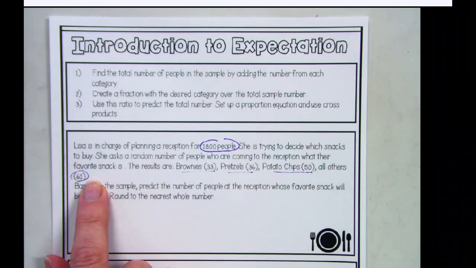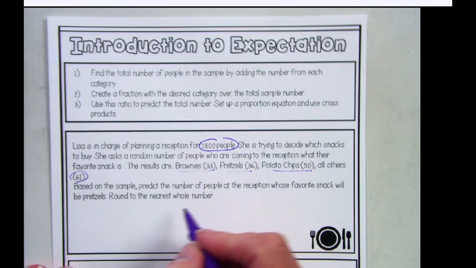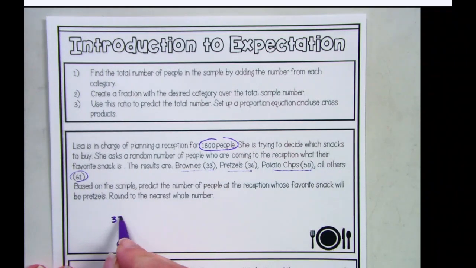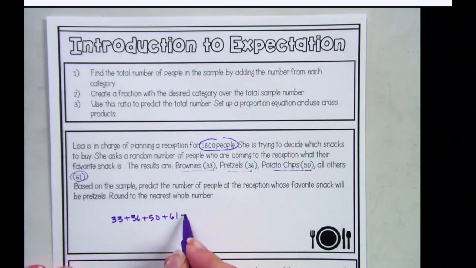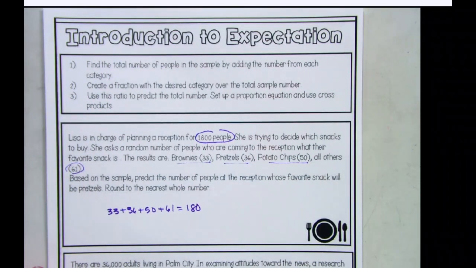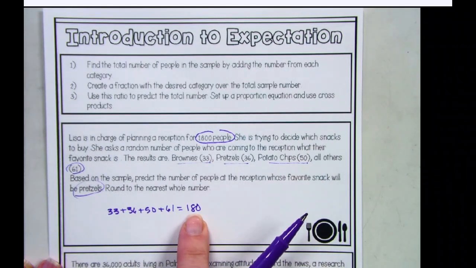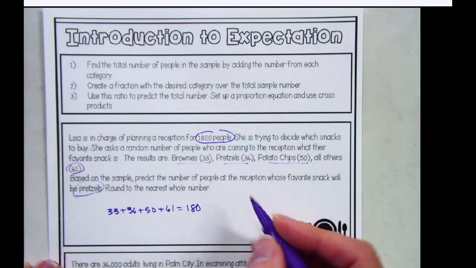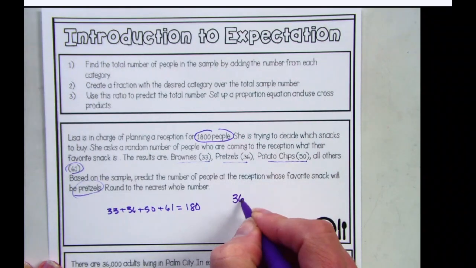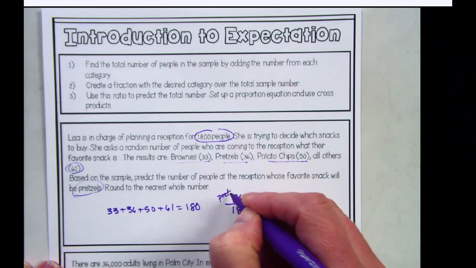You got it for me, Carter, since you've got your calculator handy? I'll wait for you. Okay. 33 plus 36. Yeah, so we've got 180. So we've got 180 people that we quizzed, right? And which one are we looking for? We're looking for pretzels. How many out of those is pretzels? So we're just going to create a ratio. 36 of the 180 people want pretzels, right?